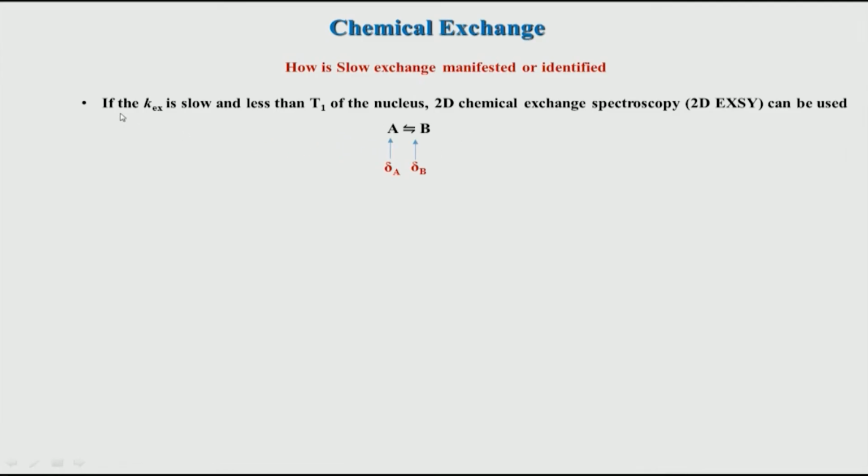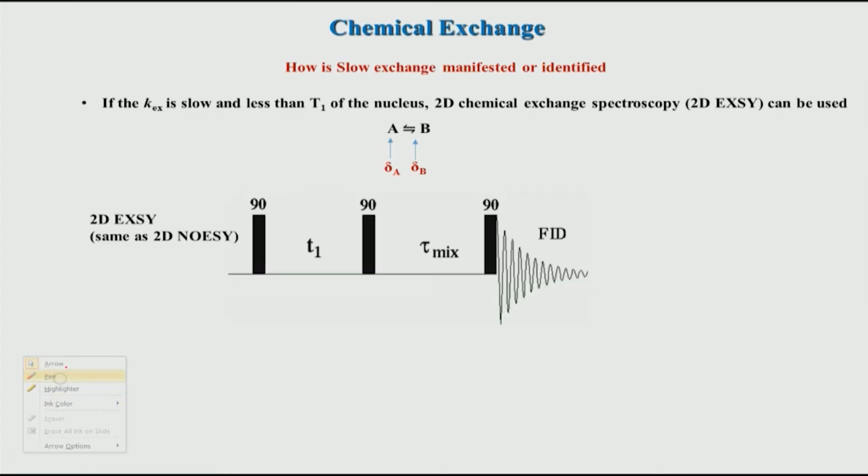It says that if the rate of exchange is slow compared to 1 over T1, so let me correct this, 1 over T1, because we are looking at exchange rate. T1 is not a rate, 1 over T1 is the rate of relaxation. So, if the exchange rate is slow compared to 1 over T1 of the nucleus, then this exchange process can be captured also in a 2D experiment. So, let us see how that works.